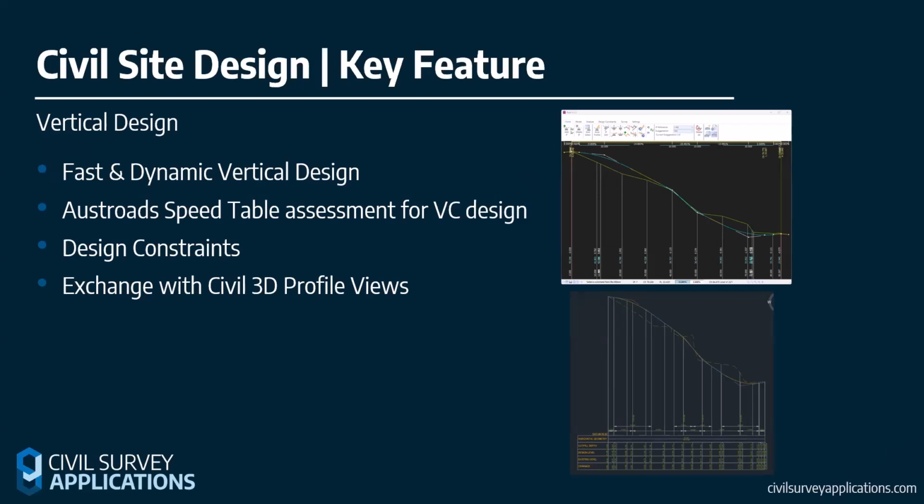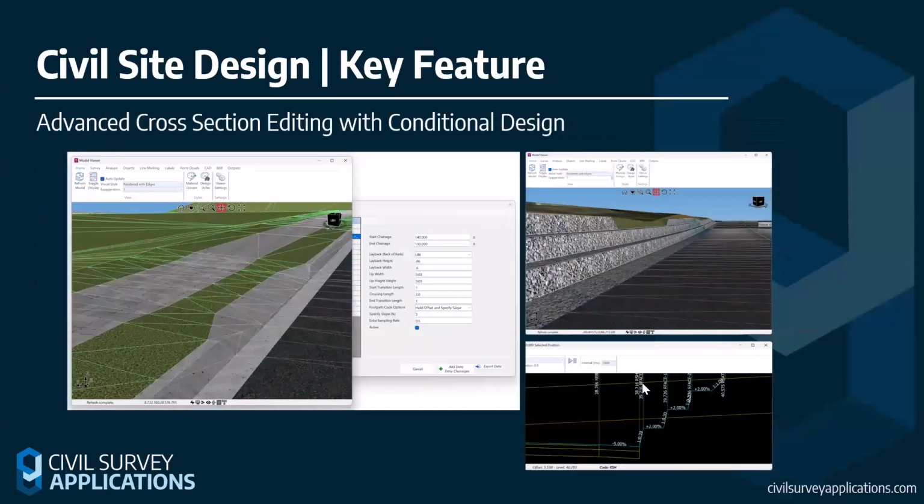We have something called design constraints. Again, I'm going to show you this in action, but critically, we can send these profiles, or these vertical designs for our strings, out as Civil 3D profiles. And crucially, we can edit those Civil 3D profiles and pass it back to Civil Site Design or vice versa. So a crucial part of this is that we're not just restricting the design to us. You can create Civil 3D profiles with it.